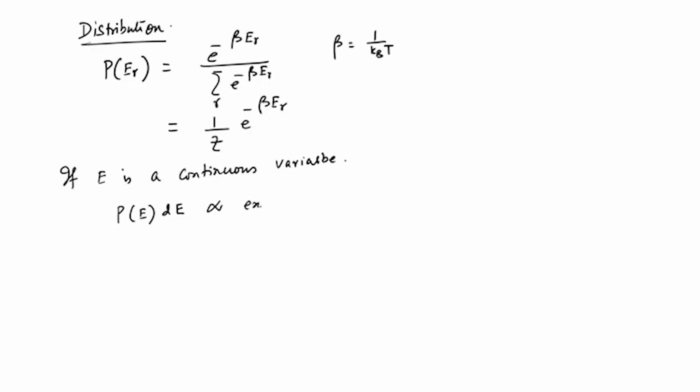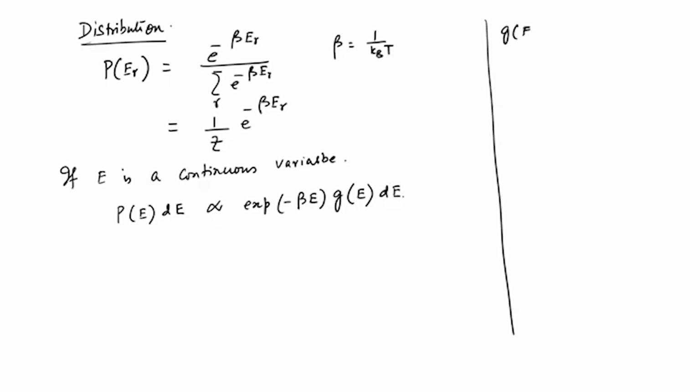the distribution, which is e to the power minus beta E, and it is multiplied by the density of states. Now, this is being introduced for the first time. Let me tell you what the density of states is. So, g(E) is called the density of states, or in short we will call it the DOS.